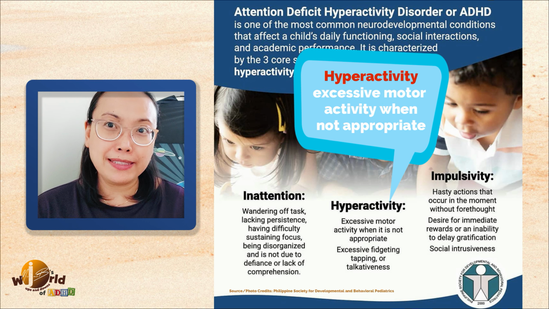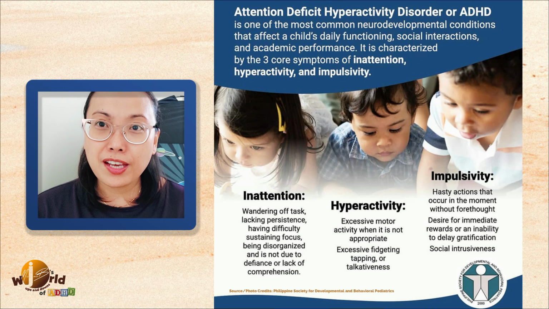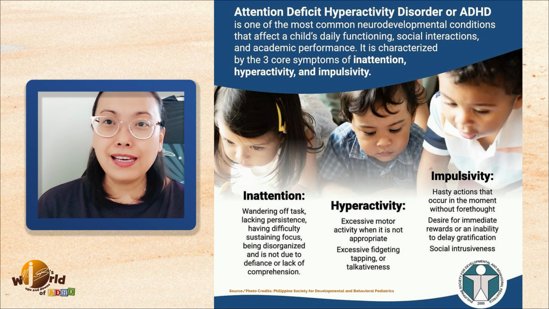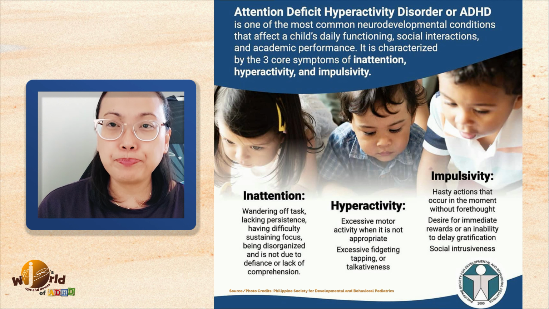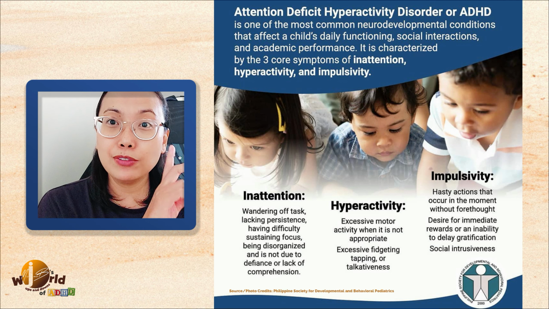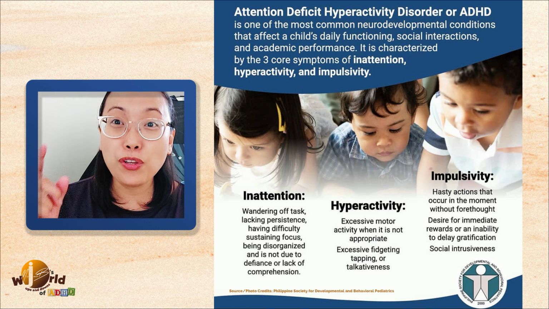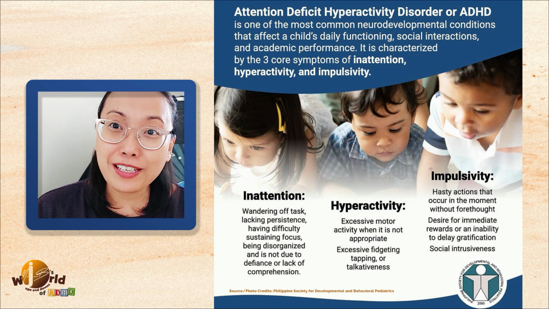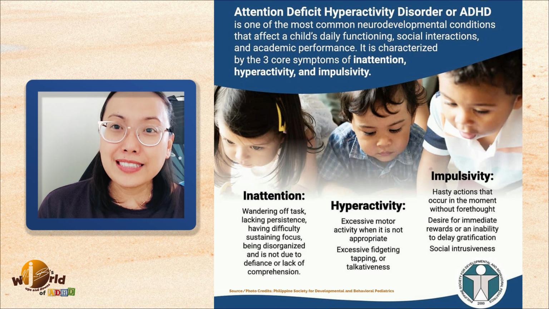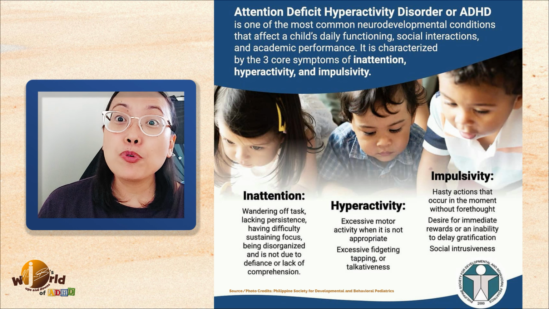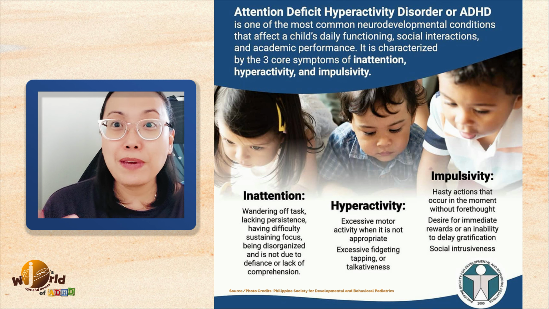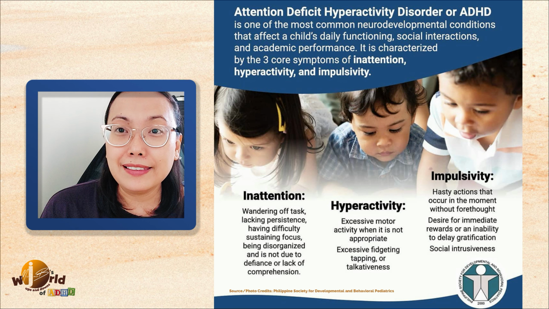So for example, my son, when he was in preschool, there's 10 in the class, no? And there are tables in the classroom. Now everybody is seated on the table listening to the teacher, but my son would be jumping up and down on the table while the teacher is talking. So that's excessive activity that is inappropriate in the situation. So you should be able to observe that and see it.